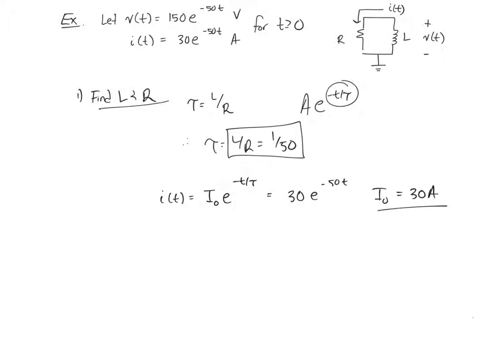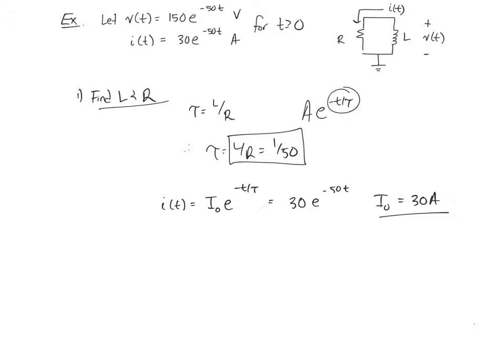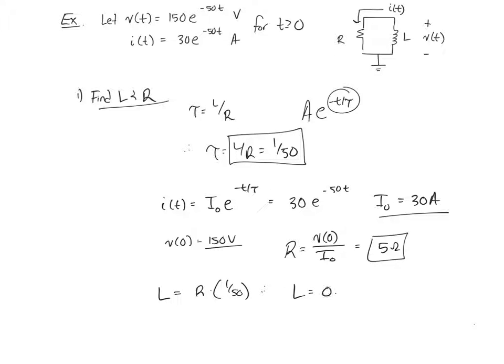We also know that the initial voltage V at time 0 equals 150 volts. This is the voltage across both the resistor and the inductor. So using Ohm's law, we can see that the resistance must be the initial voltage divided by the initial current. So 150 volts divided by 30 amps. In other words, that's 5 ohms. Therefore, since L over R equals 1 over 50, we can write the inductance as being R times 1 over 50. Therefore, the inductance computes to being 0.1 henries.